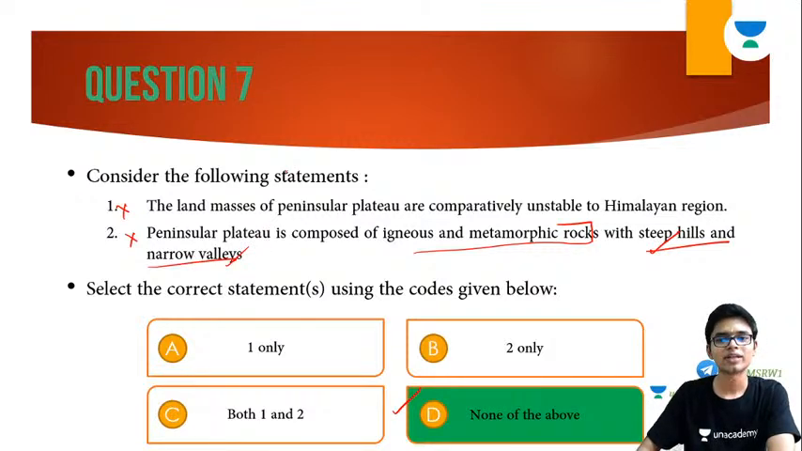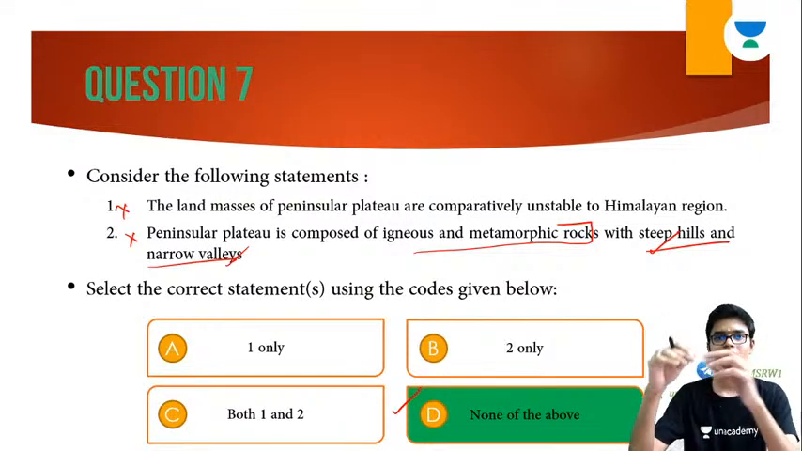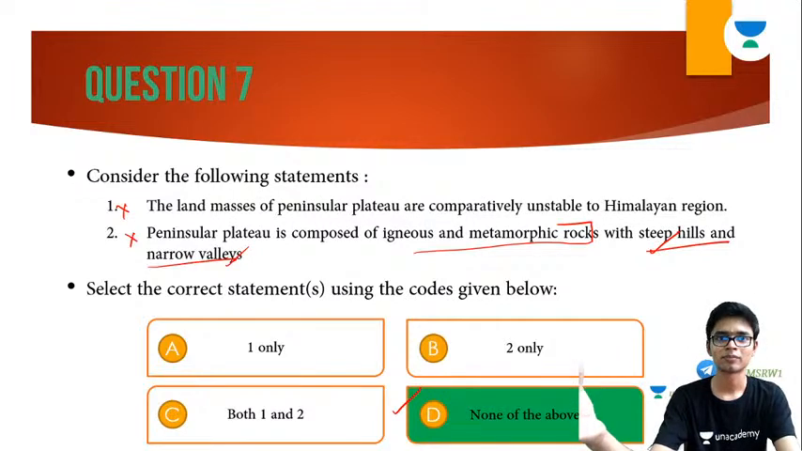No. The hills will be denuded. It won't be steep at all. It will be very gradual. For example, the Aravalli Hills. Aravalli Hills is an example of a residual mountain because it has undergone denudation and weathering for a very long period of time. Same happens in Peninsular Plateau also.